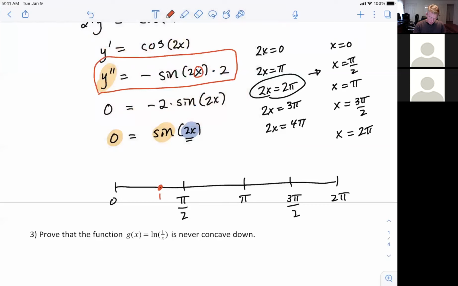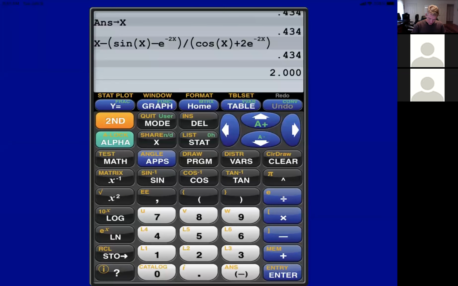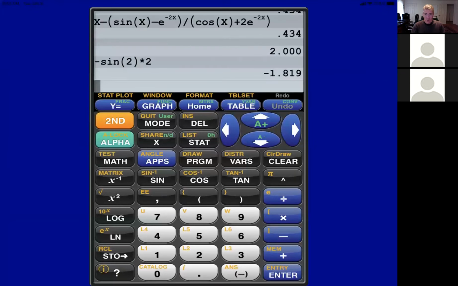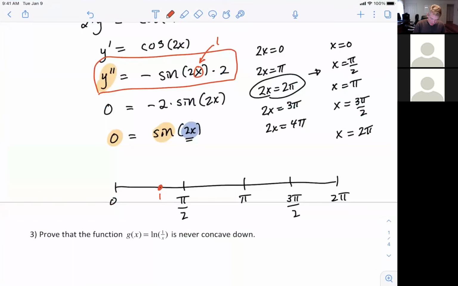So if I plug in a 1 for this x right here, that's going to say negative sine of 2 times 2. So negative sine of 2 times 2. So it's a negative 1819. The actual number doesn't matter. I just needed to see if it's positive or negative. And this is negative. So that means that on this whole interval in here, the second derivative will be negative.